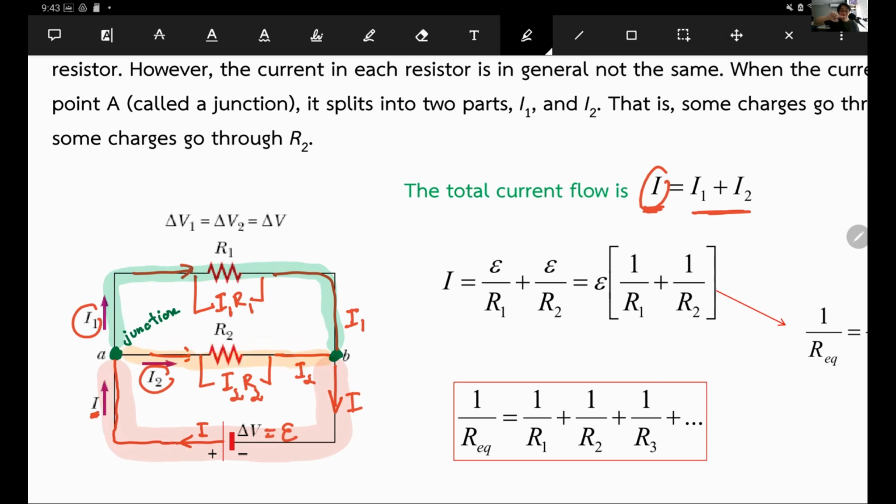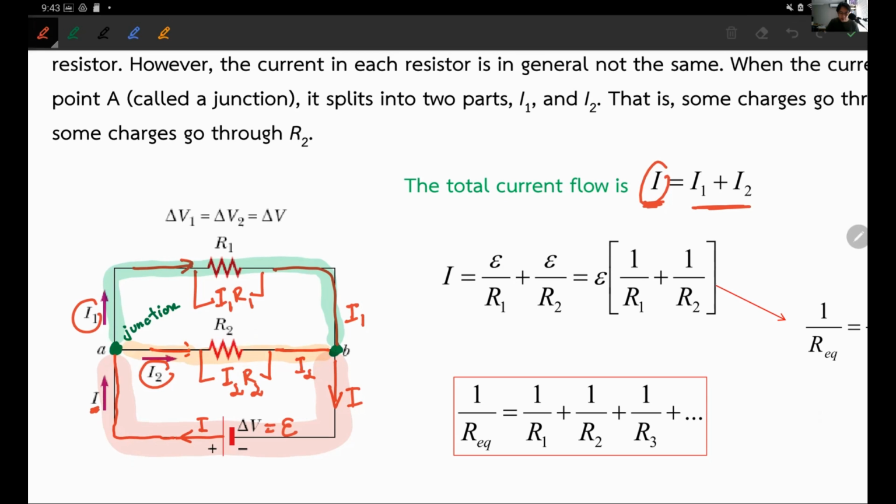See, you can go the upper path, the green path, you can go the middle path, the yellow one, or you can come down the bottom. They're all connecting point A and point B. So what you are looking at right now is I1 R1, that's the upper path, I2 R2, that's the middle path, E, the bottom path. This must be the same potential difference across. Okay, cool.